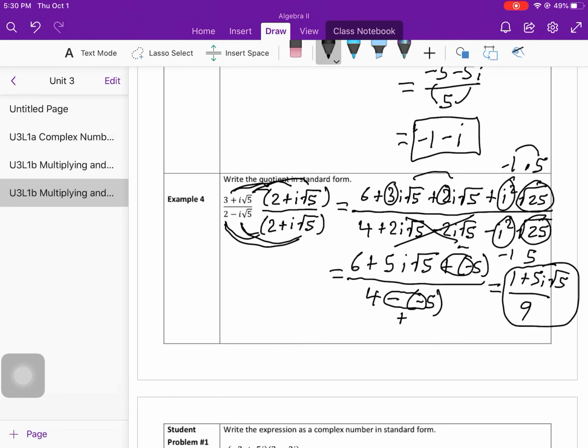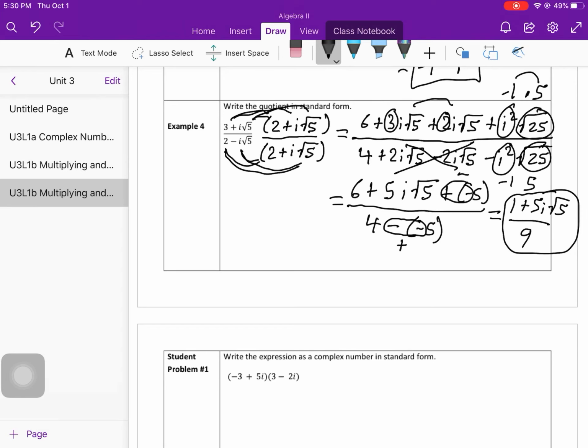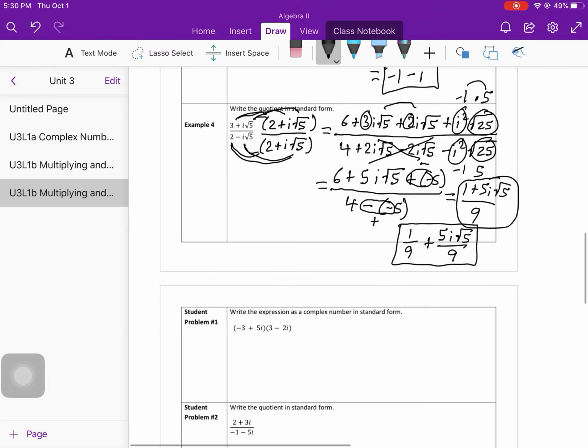So this is one way you could leave your answer. I'd be fine with that. But the standard form would be to divide 9 and make it into two separate fractions. So it would be 1/9 plus 5i square root of 5 over 9. Not a pretty answer, but that is how we do it.